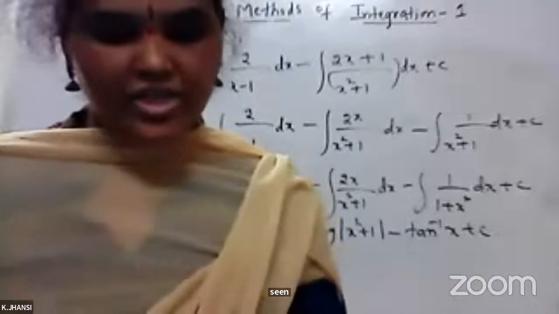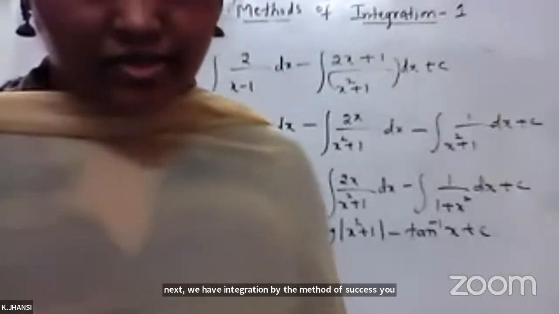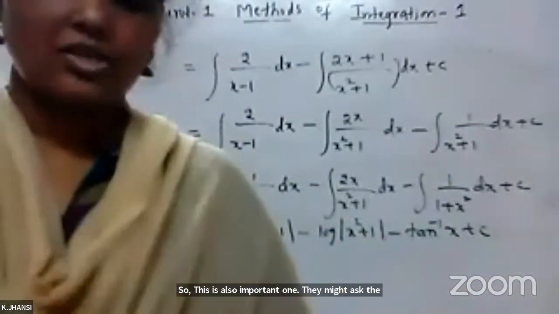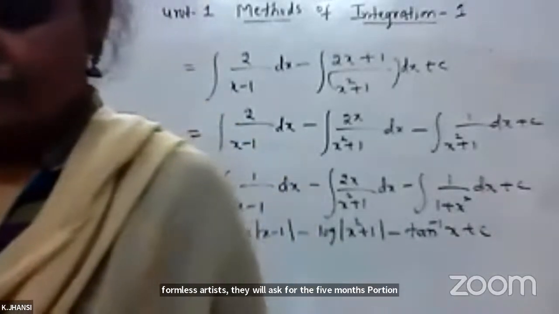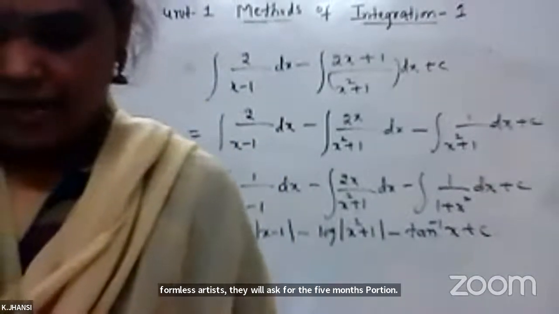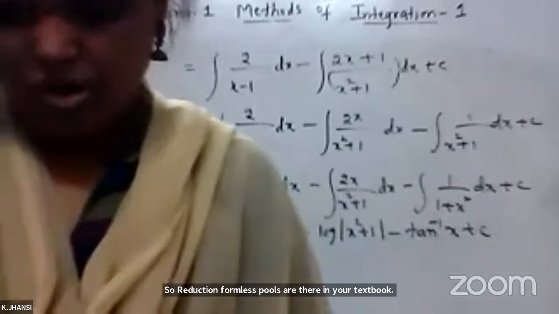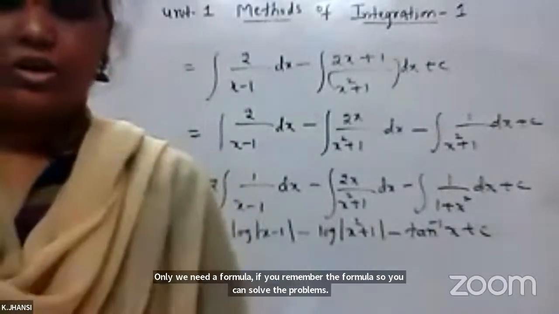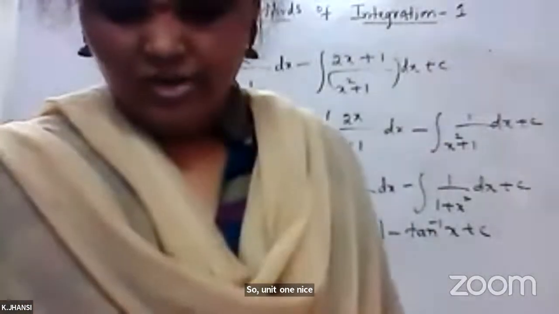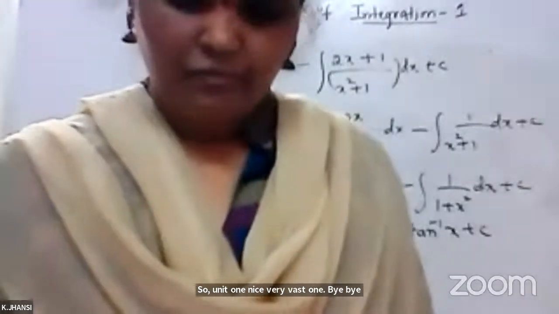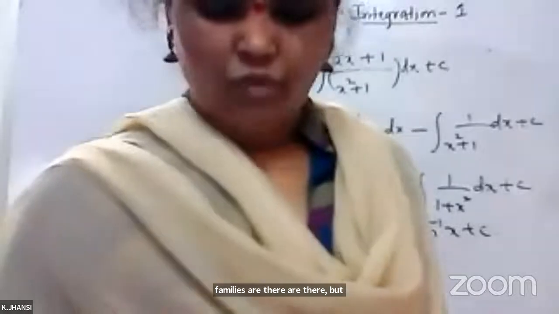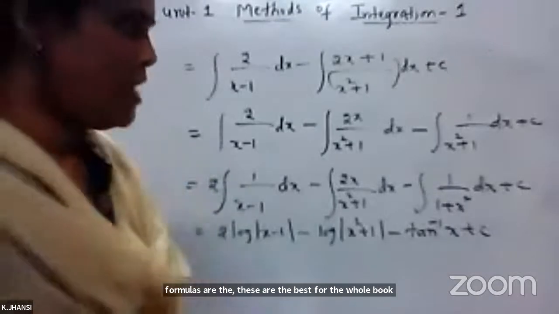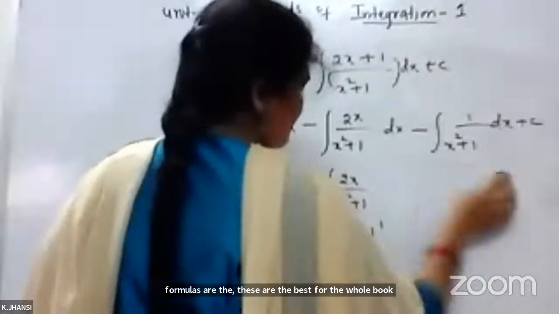Next we have integration by the method of successive reduction is there. So this is also important one. They may ask the formulas or else they will ask for the 5 marks question. So reduction formulas proofs are there in your textbook, but in the examination they will not ask the proofs. Only we need the formulas. If you remember the formulas, you can solve the problems. So unit 1 is very vast one. Why? Because in this many formulas are there, proofs are there, but whatever the formulas are there, these are the base for the whole book. If you know these formulas, then only we can solve all the different method problems.